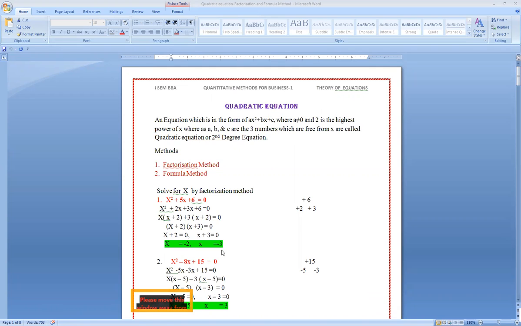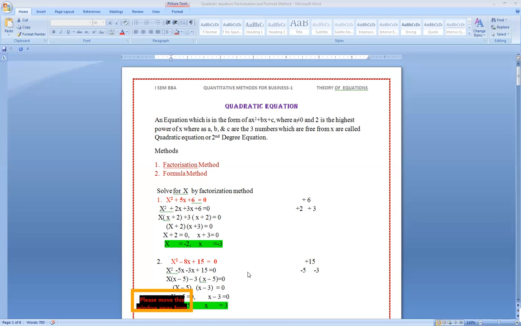What do we mean by a quadratic equation? An equation which is in the form of ax square plus bx plus c, where a is not equal to 0 and 2 is the highest power of x, and where a, b and c are three numbers which are free from x, is called a quadratic equation or second degree equation. Equations in the form of ax square plus bx plus c equals 0 are called quadratic equations.